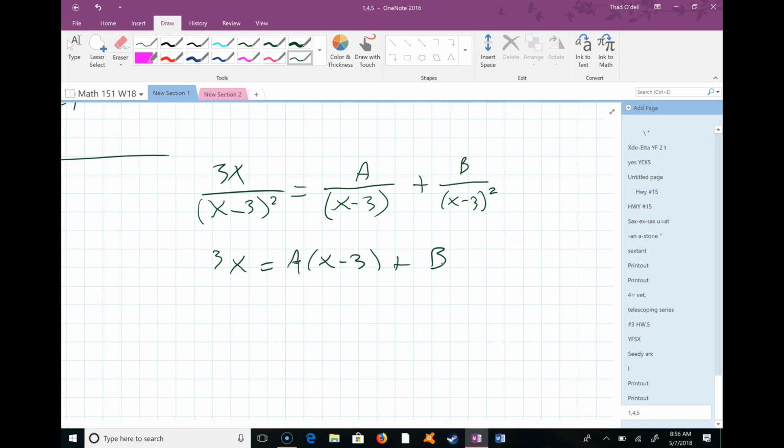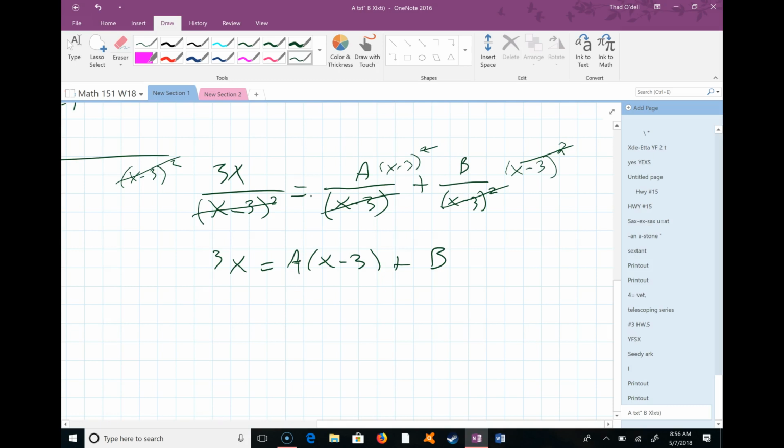So again, if you didn't understand, what I'm doing here is multiplying everything by x minus 3 squared, the common denominator, just like I did last time. In this case, everything canceled out. In this case, one of them canceled out, but I was left with the other one. In this case, all of them canceled out.